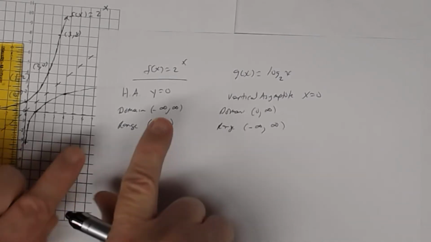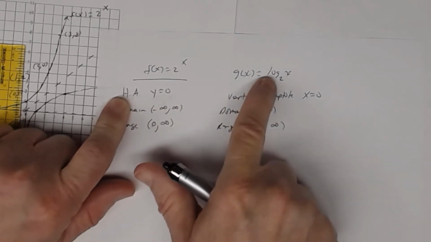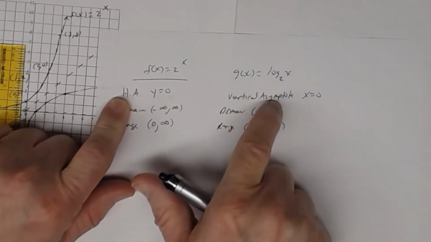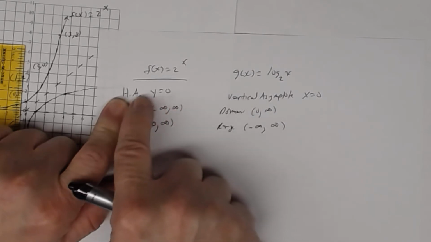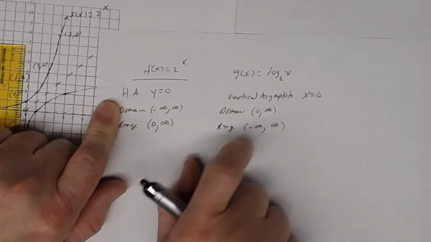All right, so an exponential function has a horizontal asymptote. A logarithmic function has a vertical asymptote. A horizontal line, remember, is y equals. A vertical line is x equals.